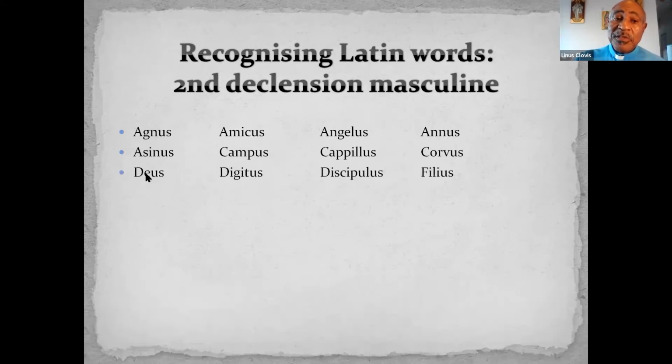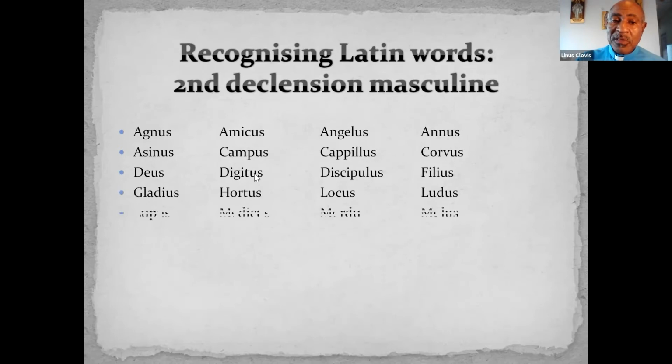So deus. Here we have 2 vowels. They're not a diphthong, so they separate. So it's deus, deus, and of course that's God. Now we have 1, 2, 3 vowels. Digitus, digitus, from which we get digit. Okay, which is a finger. So digitus is a finger.